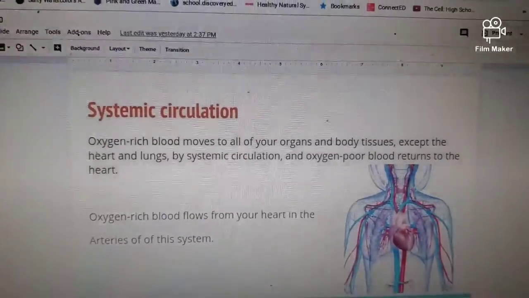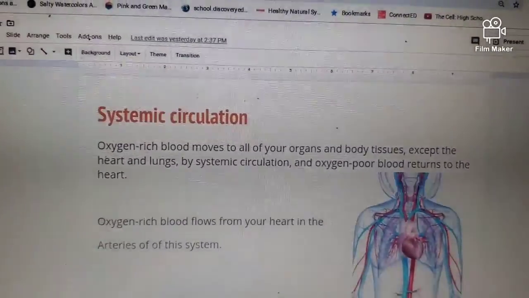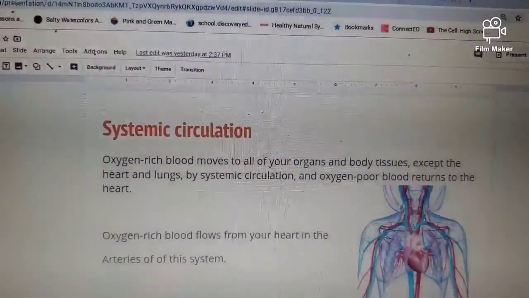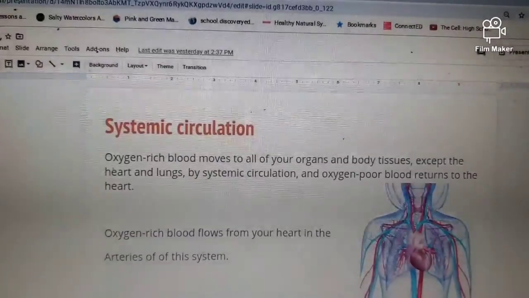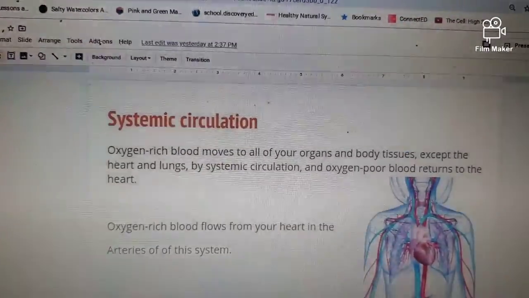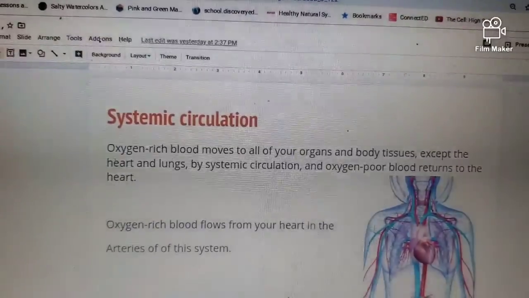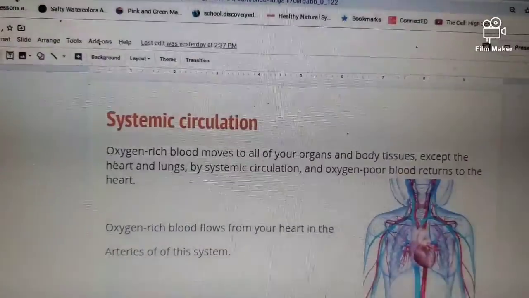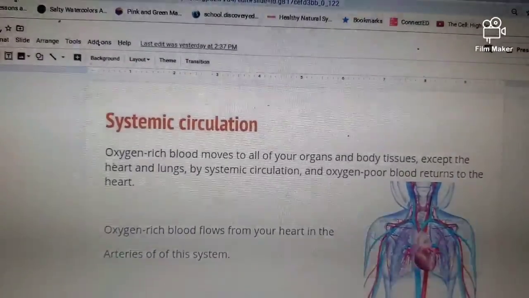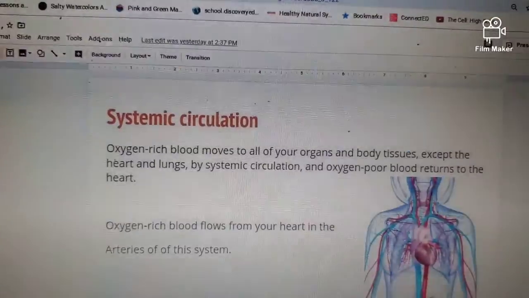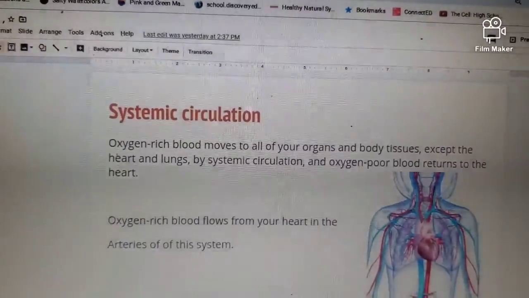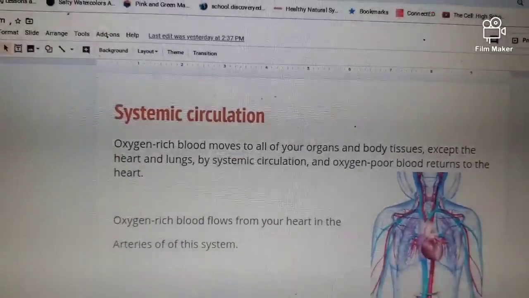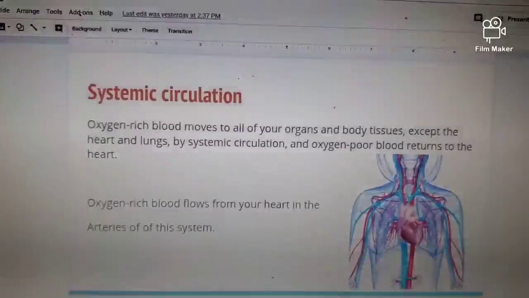Systemic circulation is oxygen-rich blood moving to all of your organs and body tissues, except for the heart and the lungs. And then oxygen-poor blood is going to be returned to the heart. This oxygen-poor blood does, however, contain carbon dioxide, which will be sent to your lungs so it can be released as a waste product. Oxygen-rich blood flows from your heart to your arteries to your body cells. Remember, arteries bring blood away from the heart.